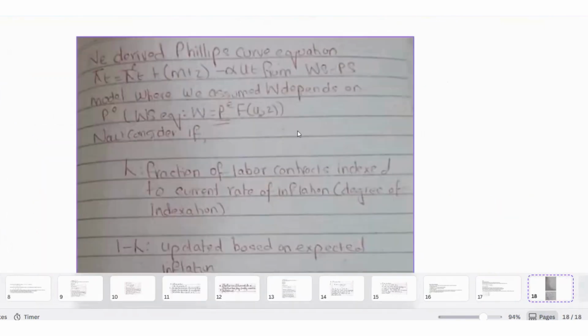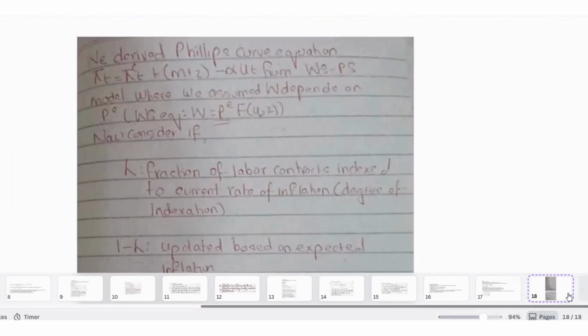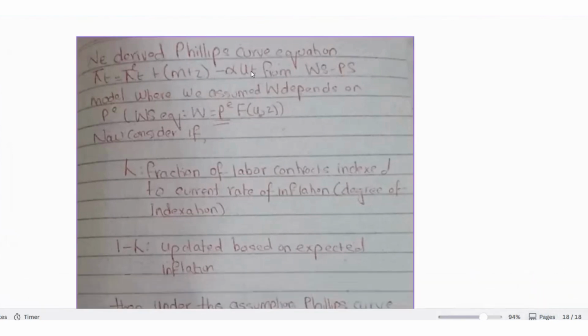Now we want to look at how we modify the equation of the Phillips curve under wage indexation. So we derive the Phillips curve equation: pi t = pi^e t + m + z - alpha u t. We have already derived it.